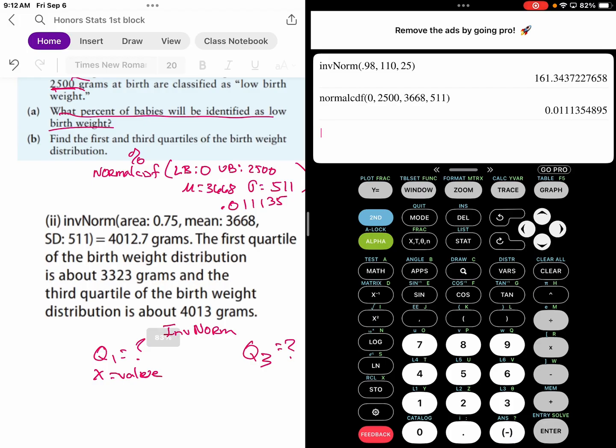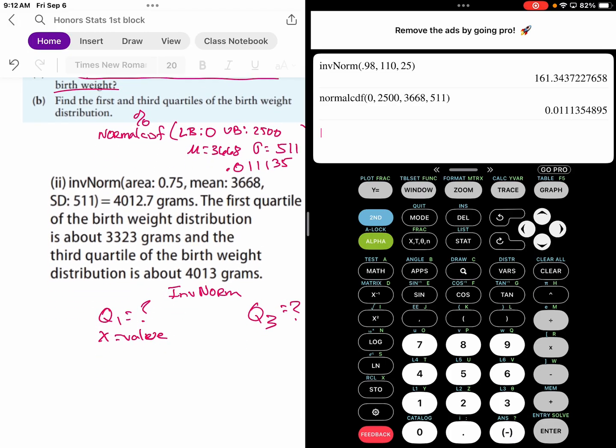I think over the years, as I've taught it, some people haven't made that association: when do I use what when I've introduced both things? Percentage, normal CDF. Physical value, X value, inverse norm. That's the trigger in our mind. That's the hard part with this course. As you learn more and more techniques in the calculator, they all start to get jumbled up, so it's trying to keep a simple way of keeping track. So again, our mean was 3,668. Standard deviation is 511.